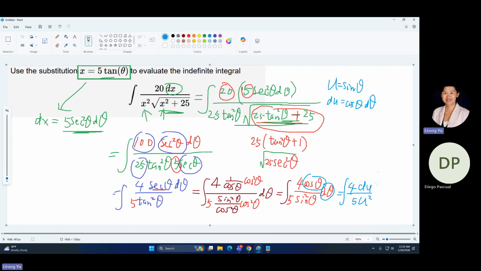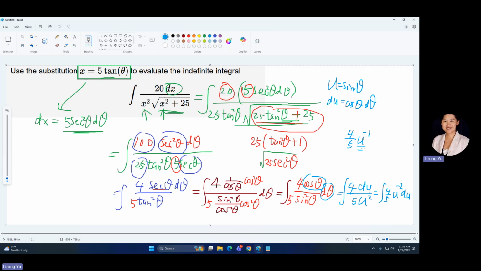We want to integrate this. Notice this is a power function in the denominator. Sometimes people would worry about how to do it when there's a fraction, but if the power is in the denominator, you can write it as a negative power. So this is actually 4 over 5 u to the negative 2 power. We can integrate this with the power rule. This is equal to the integration of 4 over 5 u to the power of negative 2 du. So using the power rule, the antiderivative is 4 over 5 u to the power negative 1 over negative 1 plus c.